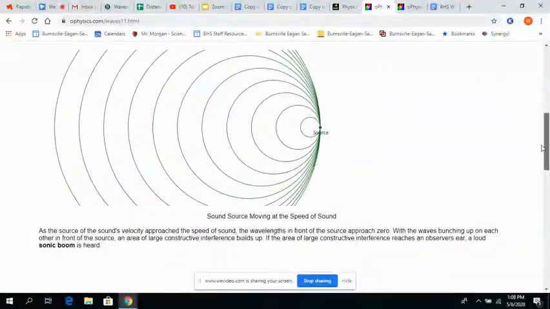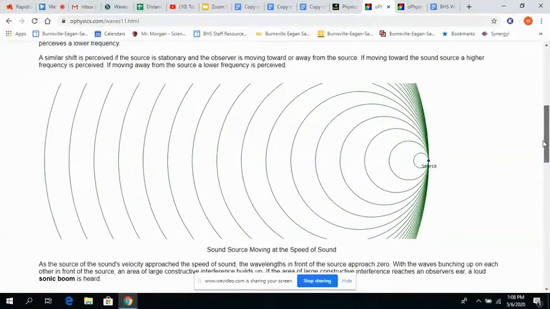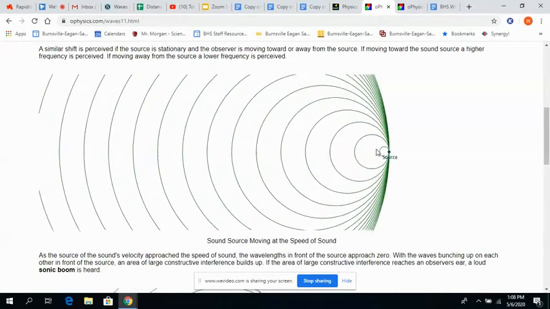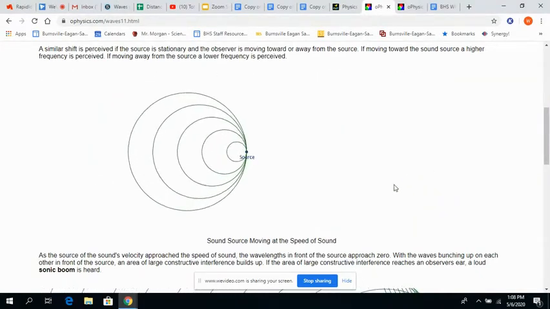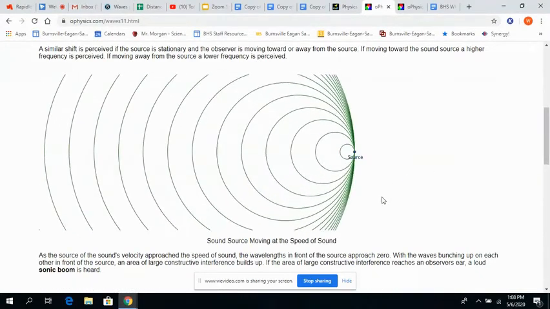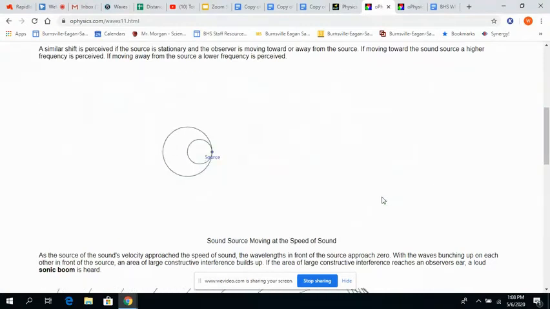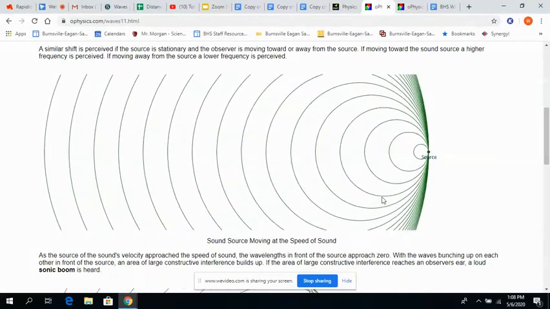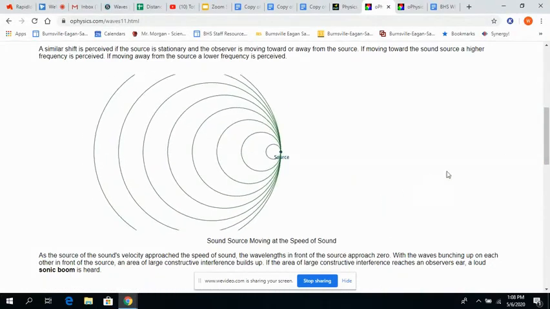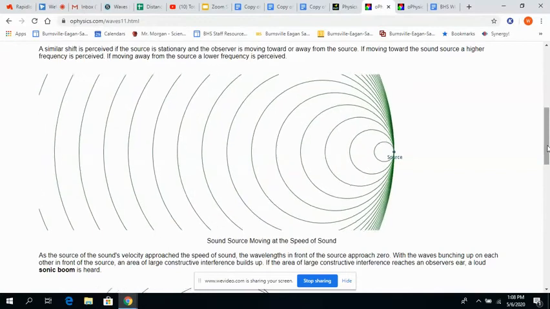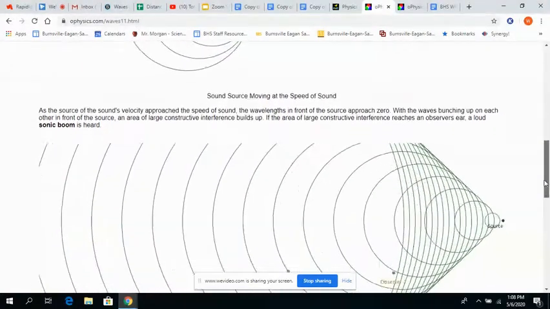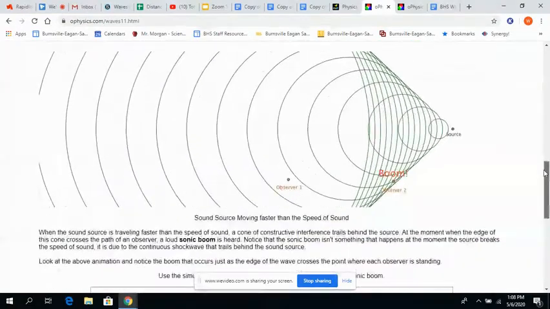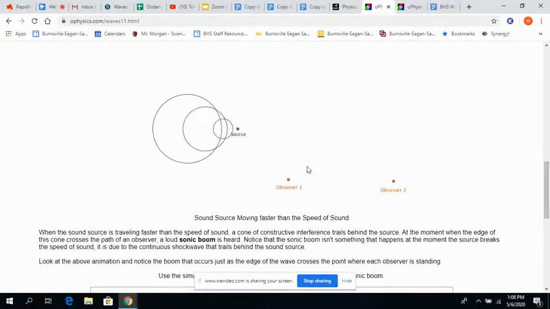Okay. Now, there's one last thing that this also shows you, and it talks about the sonic boom. And this happens when the source is moving so fast that it's moving almost as fast as the sound it's making. The speed of sound in air is 343 meters per second. As you approach and then exceed 343 meters per second, the waves start to pile up. And where those waves pile up, you get what is called a sonic boom. And you can see it even more dramatically here, where the source is moving so much faster.